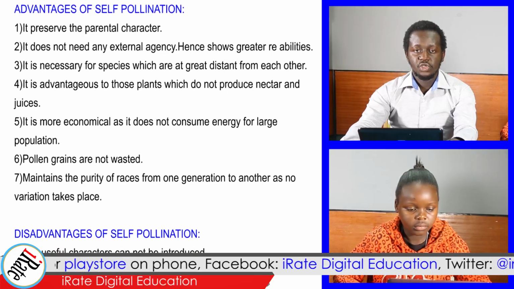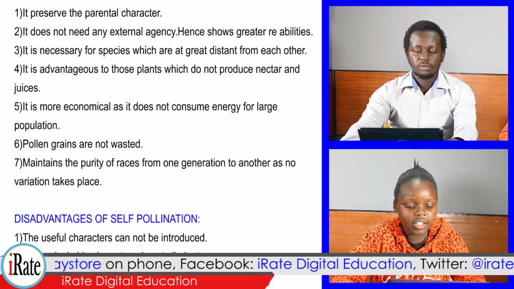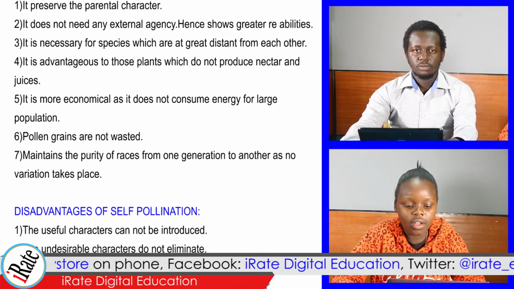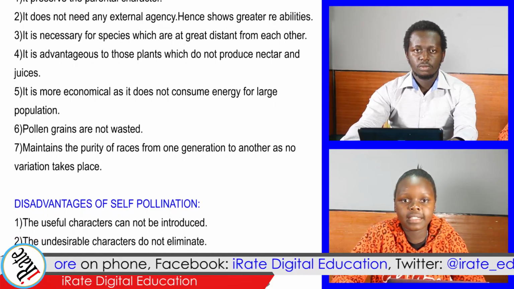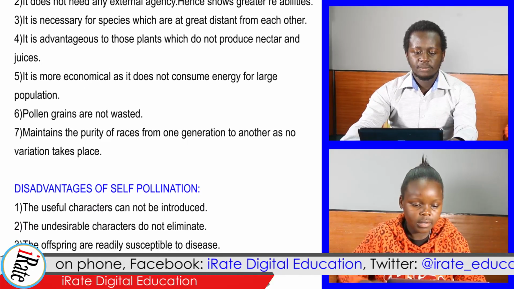5. Continuous self-pollination can lead to death of species. 6. No variation is produced as a result of no evolution taking place. And finally, 7. Weak progeny are produced.